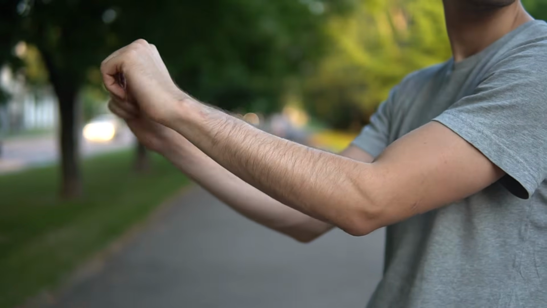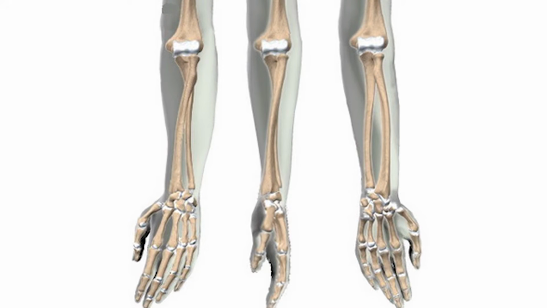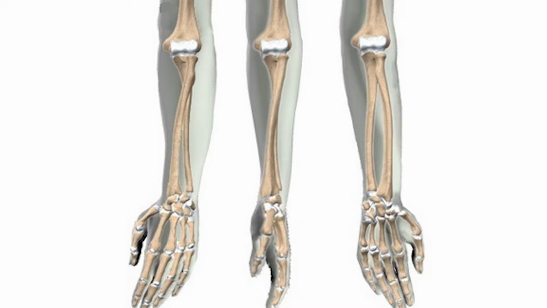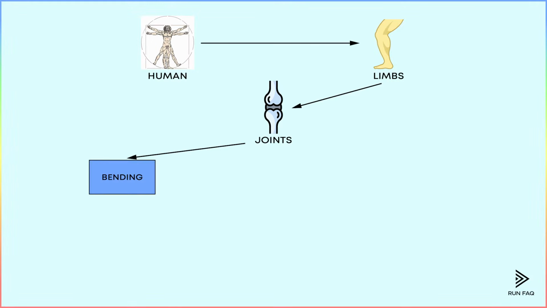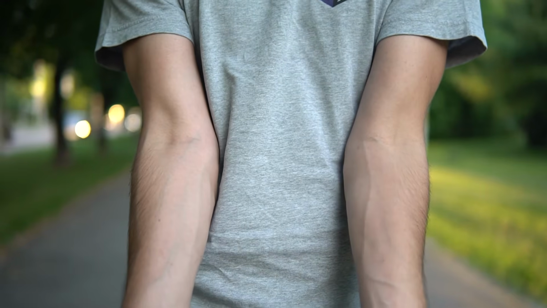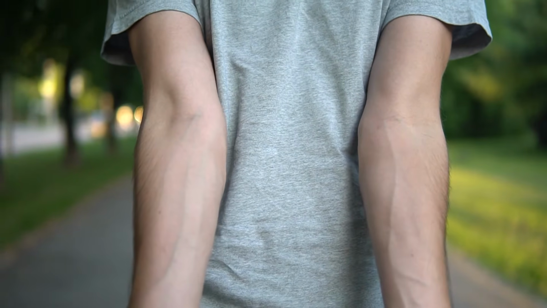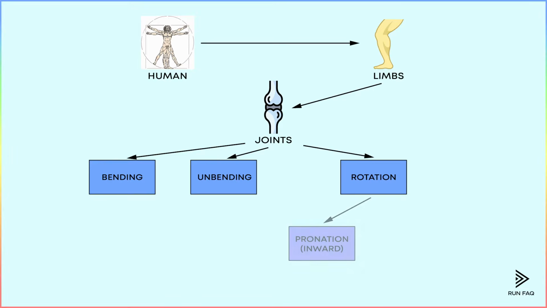It is a little more complicated because it doesn't happen only in the joint, but we will skip this to keep everything easy. Okay, we have separated bending and unbending. Let's name the rotation types as well. To make things easier, scientists decided to separate inward rotation from outward. They called an inward rotation of any joint pronation. In turn, an outward rotation became supination. So congrats, now you know what pronation is.